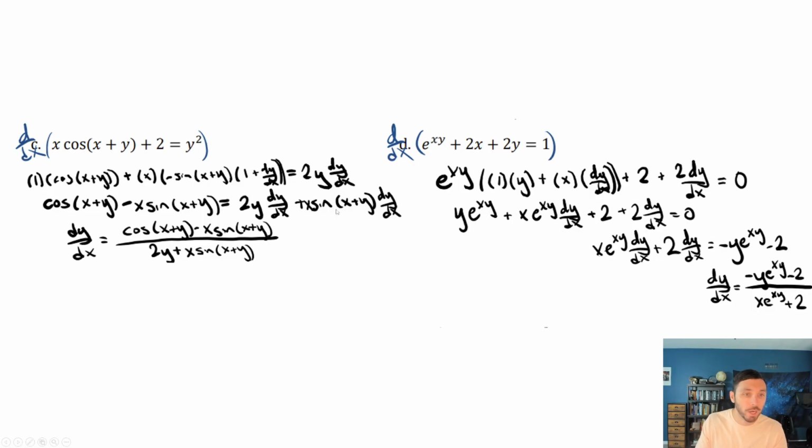I just did the same stuff, though. I moved all my dy/dx terms onto the right side. That enabled me to factor it out and then divide out by what remains, the 2y plus x sine x plus y, which is the denominator there. And then I'm isolating that dy/dx. Guess what? The same thing happens over here.